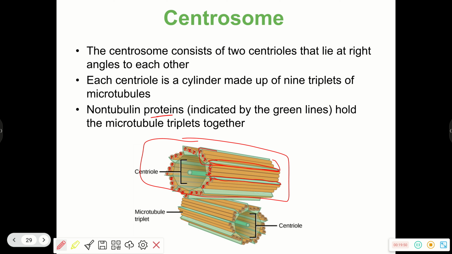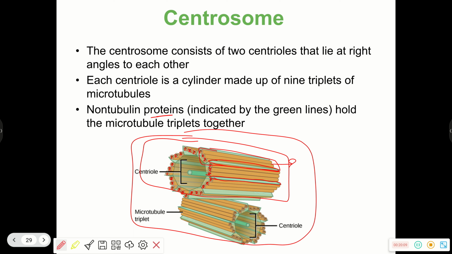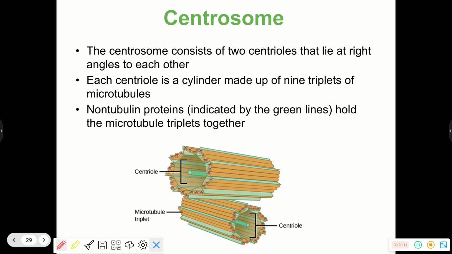These are the centrioles, and these are the triplets that make up the cylinder itself and the microtubules. So the microtubules make up the triplets. The triplets, 9 of them, go all the way around, make up the centriole, and then the whole complex is the centrosome itself. All right. Questions about that?